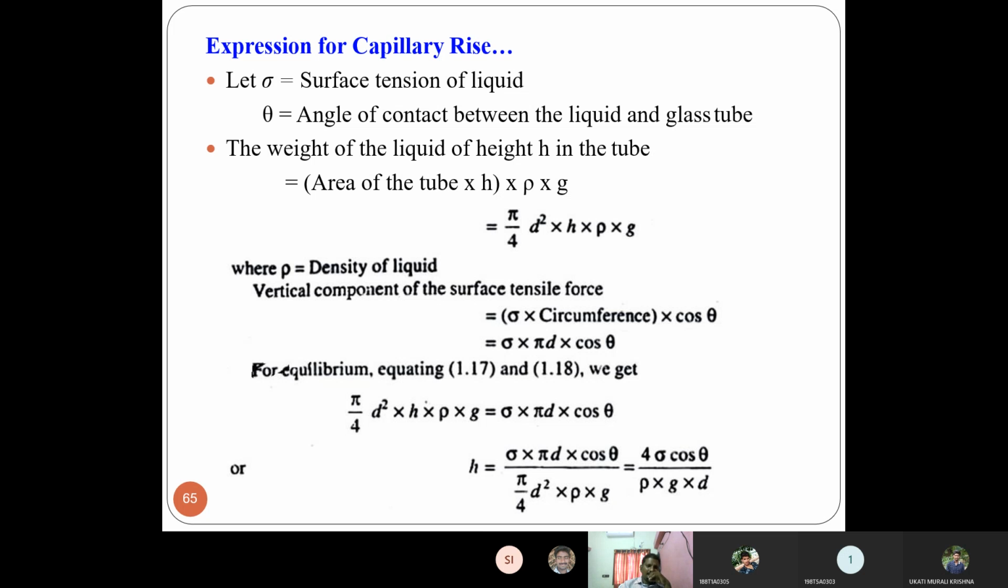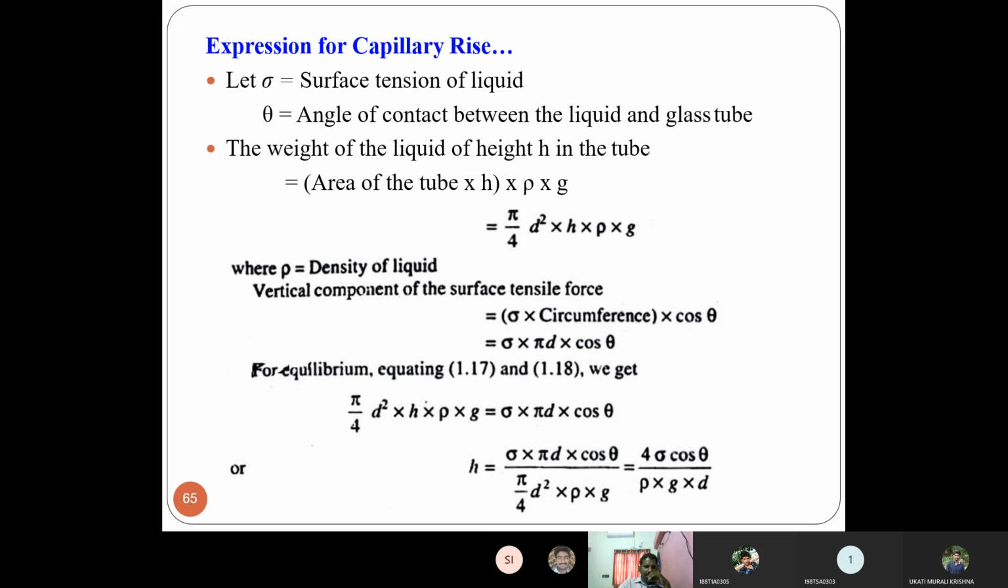In that way, we have to understand. Got it? Mass is nothing but density into volume. Area into height will be the volume. Understand? So the total weight of the liquid is equal to area of the tube into h into density into acceleration due to gravity. So what is the area? Pi by 4 d square. H as usual, density as usual, g as usual.